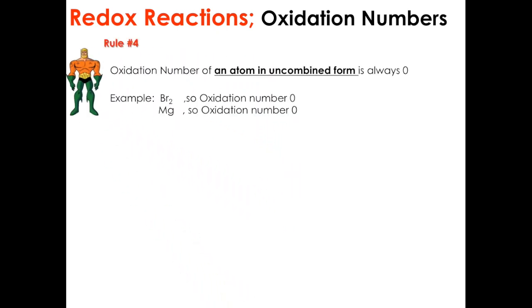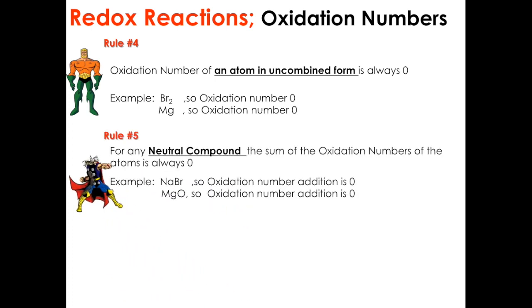Rule number 4. The oxidation number of an atom in uncombined form is always 0. That is, if we have magnesium or bromine alone, the oxidation number will be 0. Rule number 5. For any neutral compound, the sum of oxidation numbers of the atoms is always 0. So if we have sodium bromide, the addition of oxidation numbers will be 0.